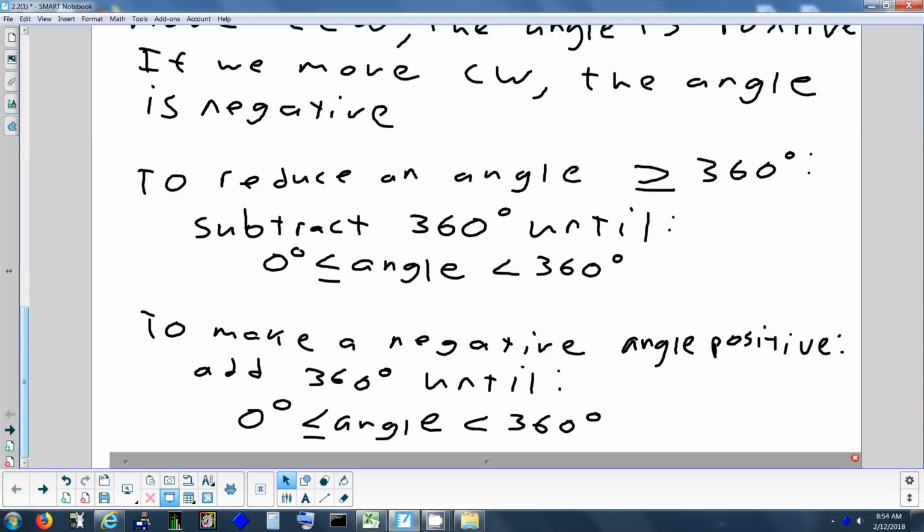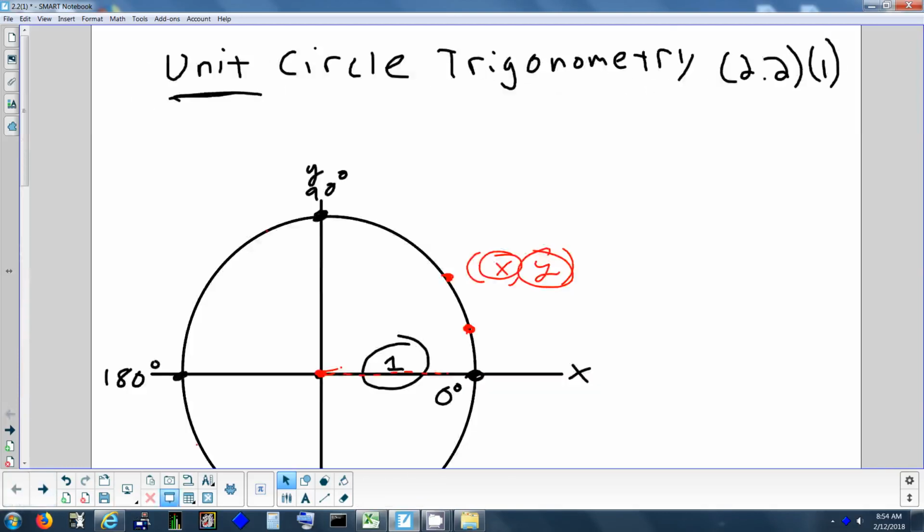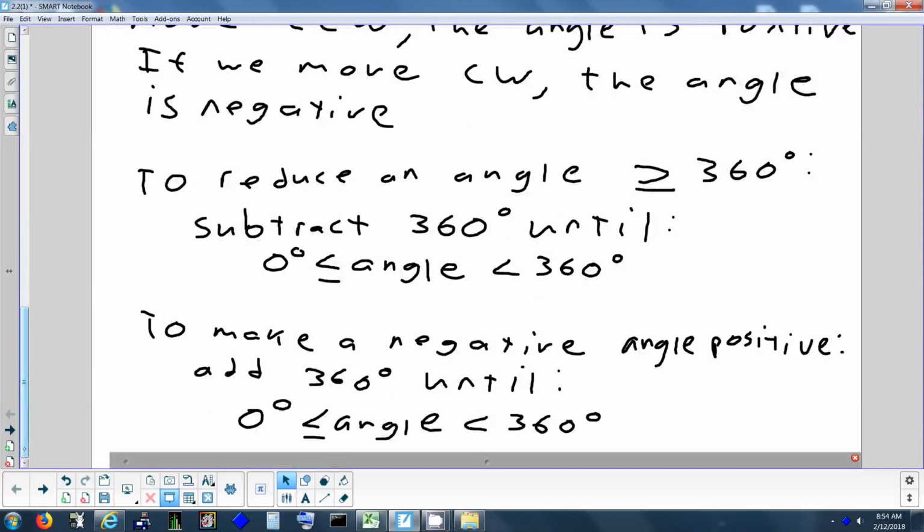Also, another thing that might make what we're going to do easier is degrees. Maybe if you have a problem that's in radians, like this one: we'll find the 6 trig functions of 11 pi over 2. Well, the whole goal of unit circle trig is to find a coordinate. So you have to figure out the coordinate for that 11 pi over 2. But maybe it would be easier to think about it in degrees. Okay. So that'll be one of the last ones we do. Okay. Any questions on that?